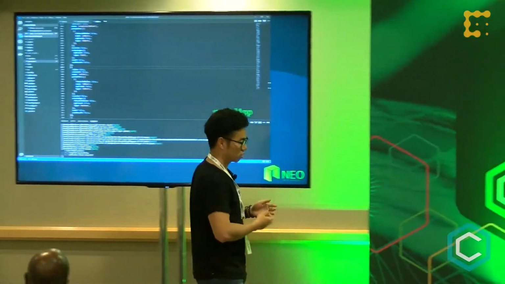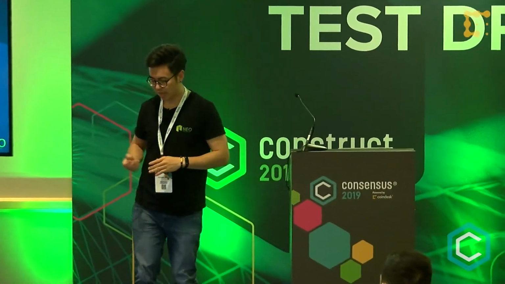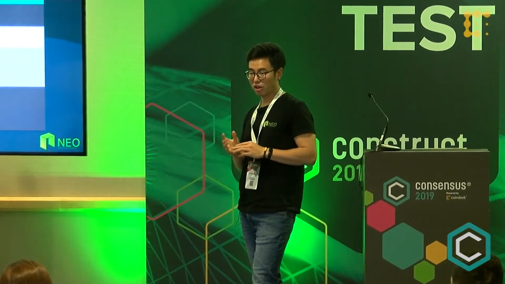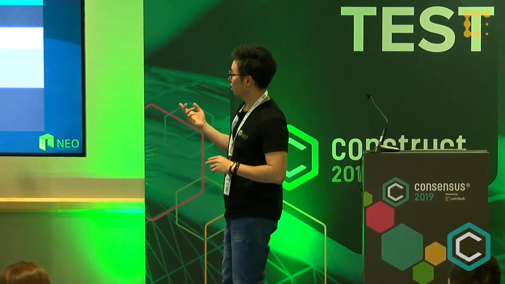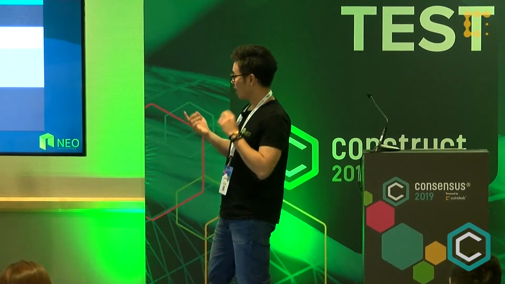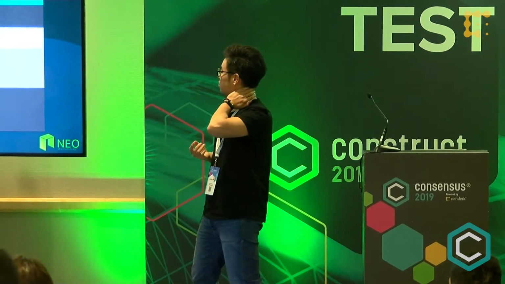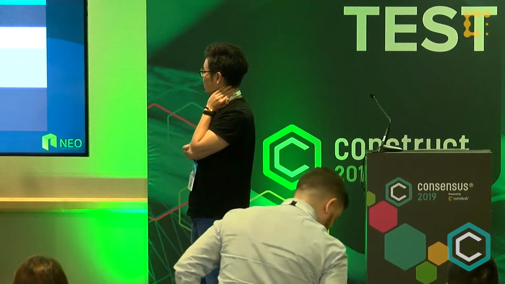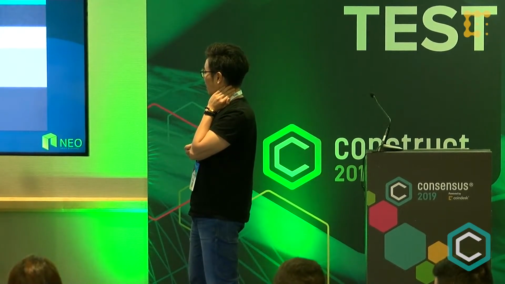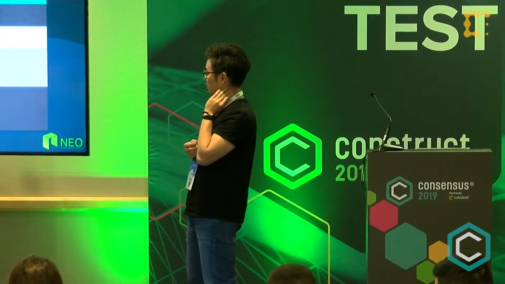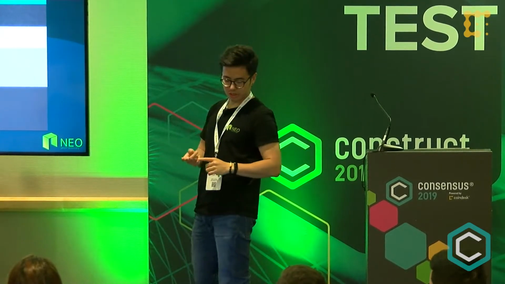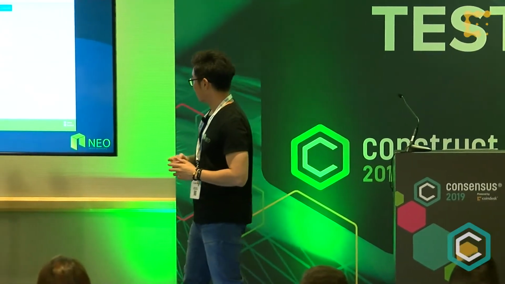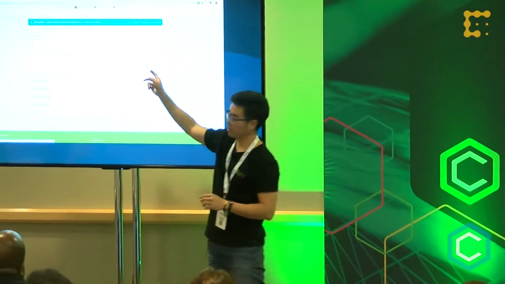And because the code is already written, I'm going to start this application. And the first is the ICO page. You can send NEO to this wallet and then get your token. We have some wallets preset, and I'm going to choose one wallet to do that. And once I send, it will generate the transaction, and then we can also see that transaction from the blockchain browser. And then I got my token back, and I spent 100 NEO.